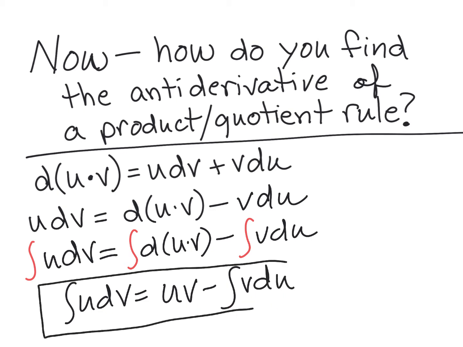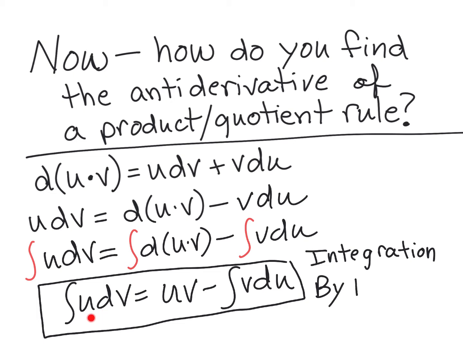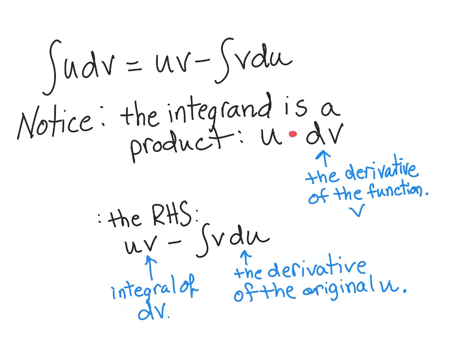uv minus the integral of v du. So what we're going to be doing is taking one portion of a product rule derivative. Notice that these two things are multiplied. We're going to take a u part and a dv part, and we're going to do what's called integration by parts. So let's talk about how we put this thing together.